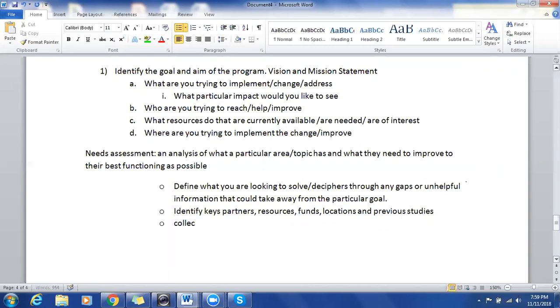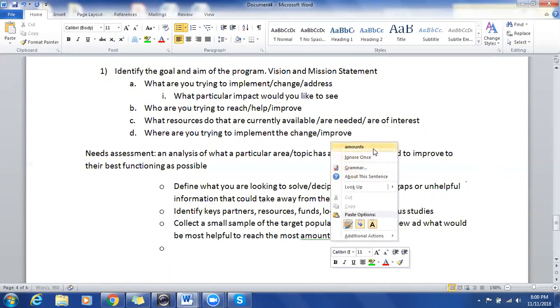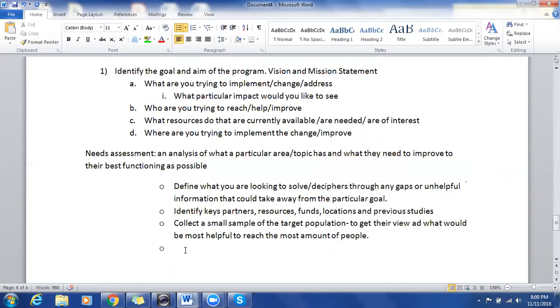So with this, we often collect a small sample of the target population to get their view and what would be most helpful to reach the most amount of people. So therefore, when people stay after and provide me feedback or ask me questions, it almost helps me figure out what do people need.